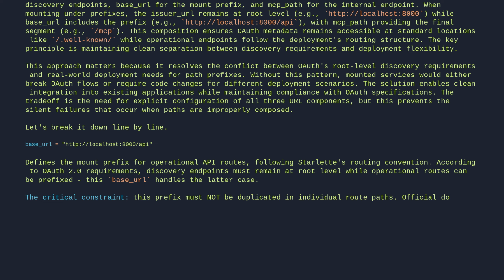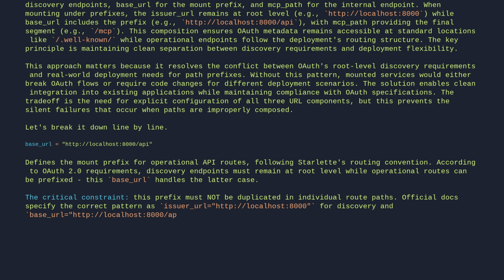Official docs specify the correct pattern as issuer URL equals http://localhost:8000 for discovery and base URL equals http://localhost:8000/api for prefixed routes, ensuring well-known endpoints like .well-known/openid-configuration remain accessible at root.